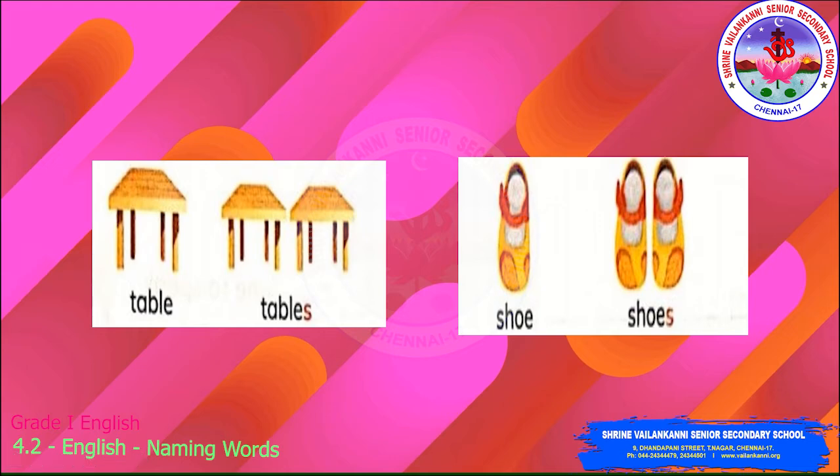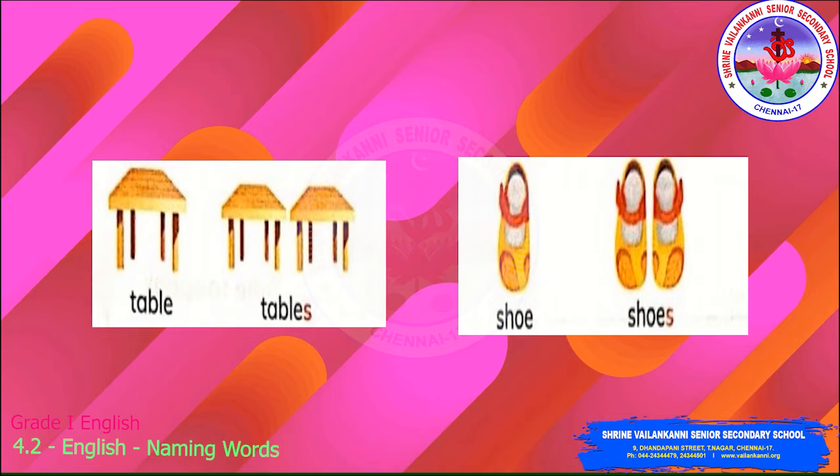Here we have two pictures. In the first picture, there is a table. We have one table. The object is a table. We'll call it table. If we have more than one table, that is, two tables, in that case we need to add s at the last and we need to pronounce the word as tables.